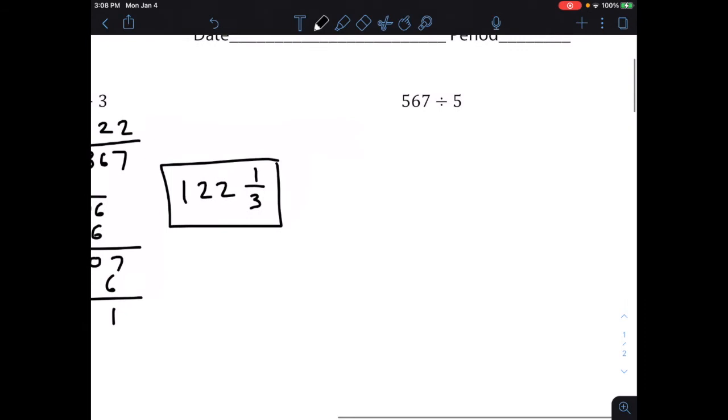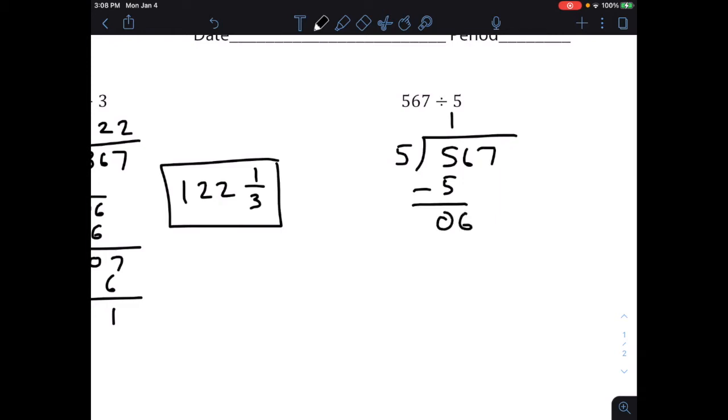Okay, so let's look at another one. 567 divided by 5. So we're going to do 5 out front. 567. 5 goes into 5 one time. So 1 times 5 is 5. So we subtract that. We get a 0 again. Bring down the 6. 5 goes into 6 one time. 1 times 5 is 5 again. So we subtract. This time we're going to get a 1. So we didn't get a 0 this time. That's probably a good thing.